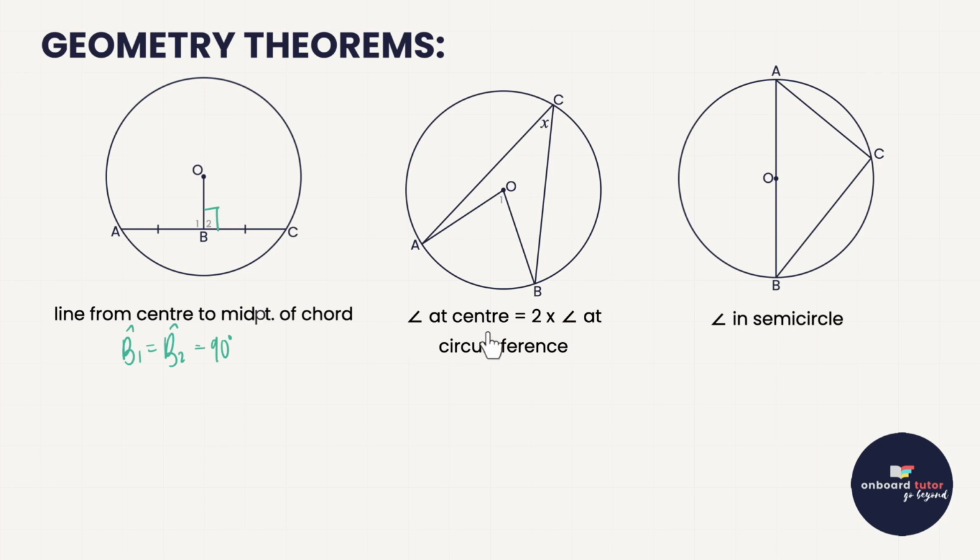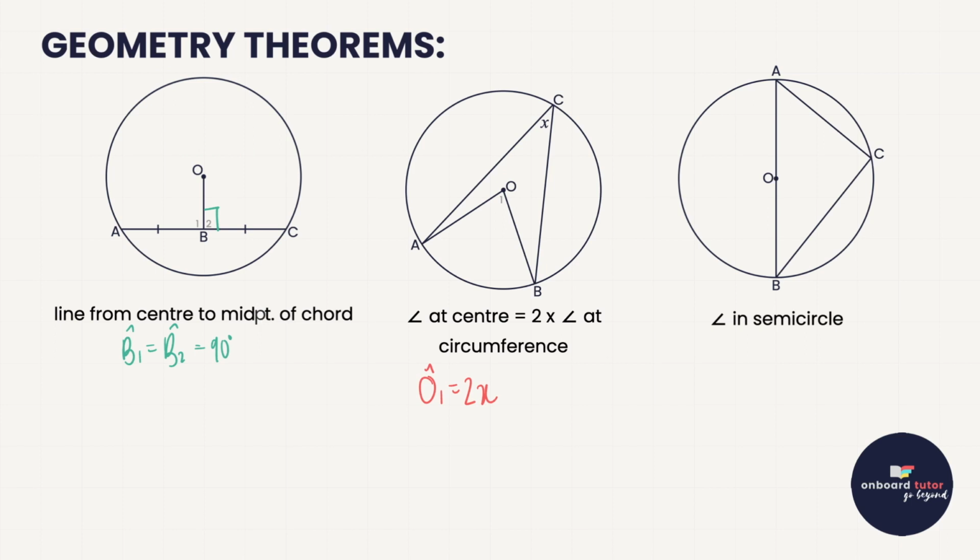Second one here, angle at the center is equal to 2 times the angle at the circumference. So if we look at this drawing here, we've got angle C, which is at the circumference, and it is equal to x. And so then this angle O1 here is equal to double the size of that angle. So there we can say angle O1 is equal to 2x, and the reason, angle at center equals 2 times angle at circumference.